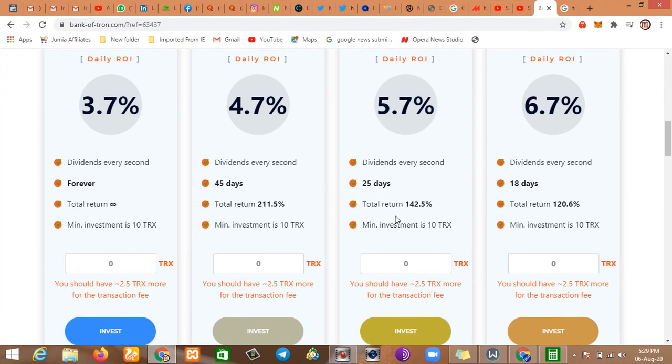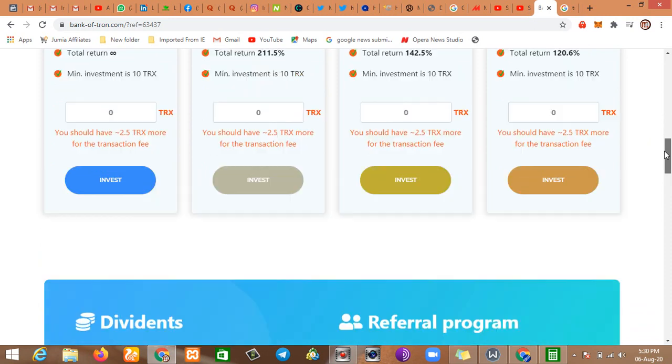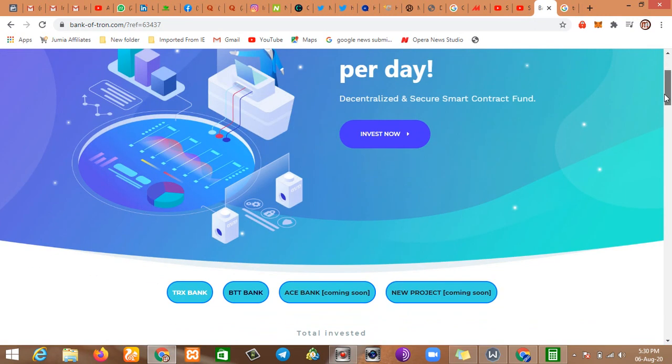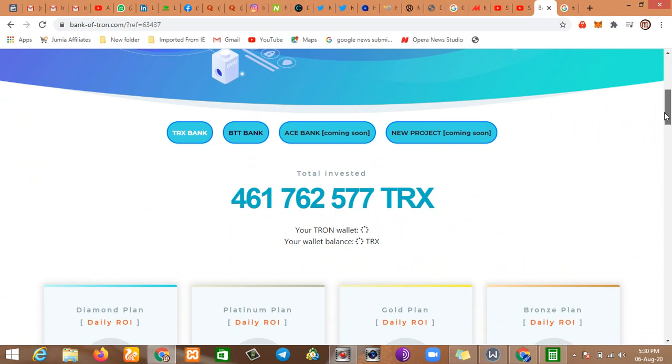I don't know why it's getting smaller, but it says 25 right here. Okay, the percentage is lower. You can see here it's about 211.5%. That's a multiple of your invested capital. This one gets lower here, 142%, and this other one is 120%. So you get your capital and you get a 120% return on investment. So this is how it works, and this is all the things they promise to do.